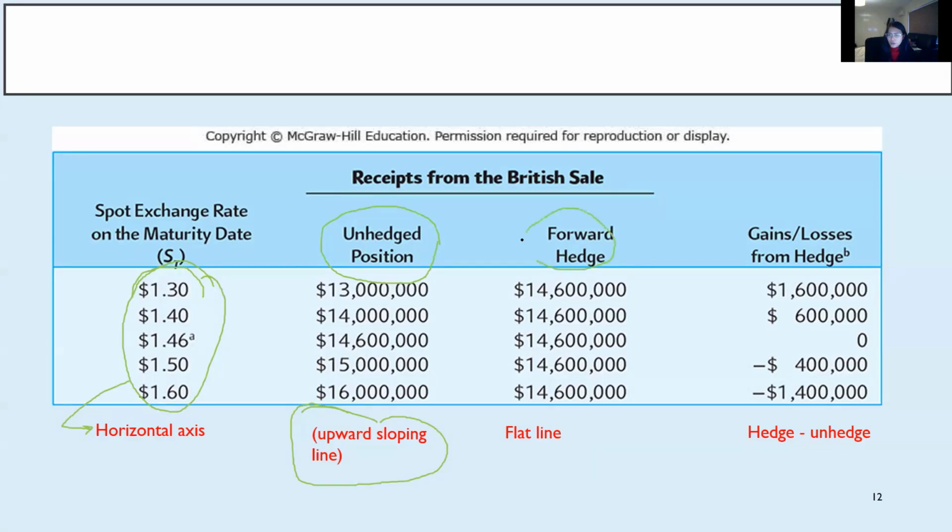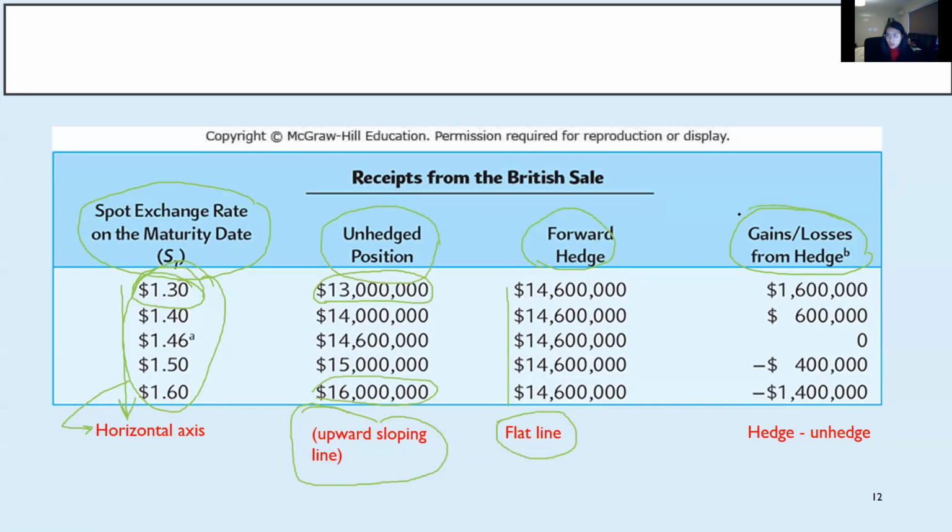This is the outcome for the forward hedge, and as you can see, they are all the same. So this is the flat line in your previous graph. This is your hedge outcome. This one here is the difference between your forward hedge position and your unhedged position. Okay, so let's go through it. Now, in the first column, this is my exchange rate going from low to high. So when the exchange rate is low, I've got a lower proceed in the spot market, and so on and so forth.